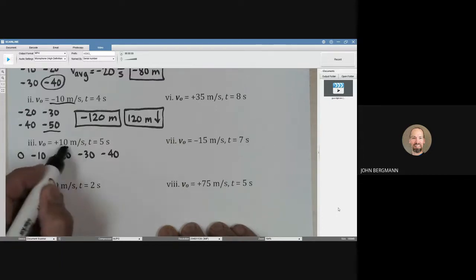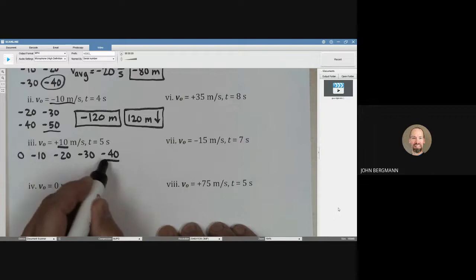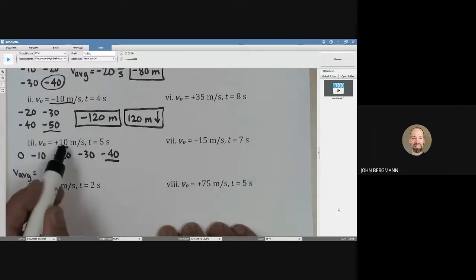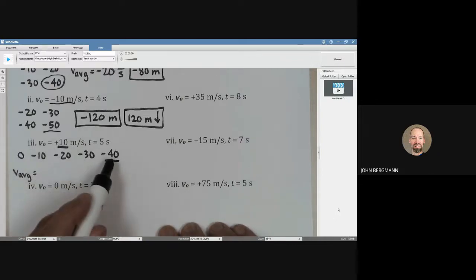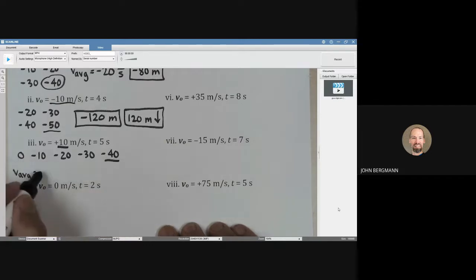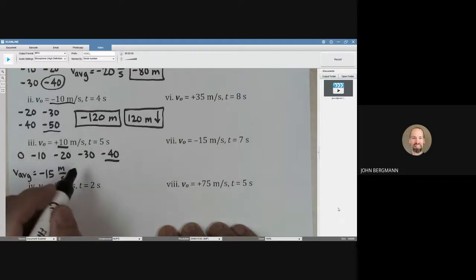Started at positive 10, ended at negative 40. What's the average? 10 minus 40 is negative 30, cut in half. So I'm thinking that the average is negative 15 meters per second. For each of 5 seconds, how about negative 75 meters?